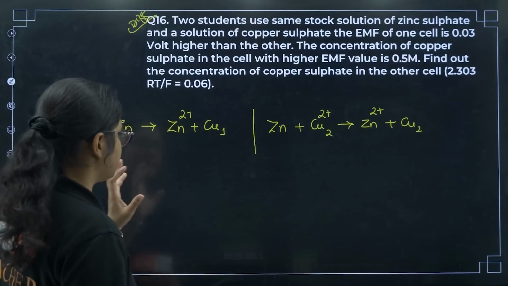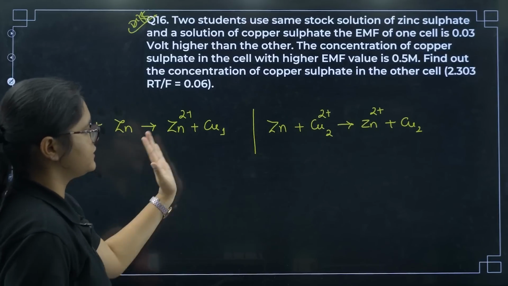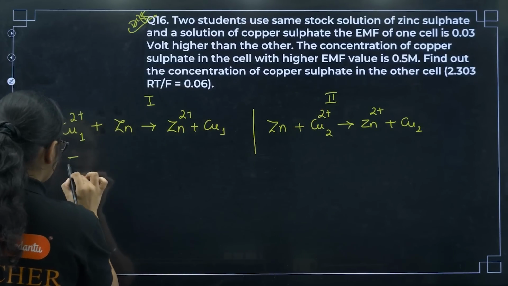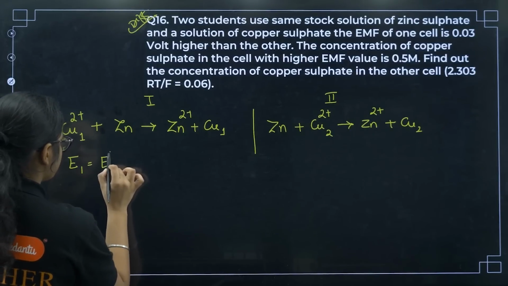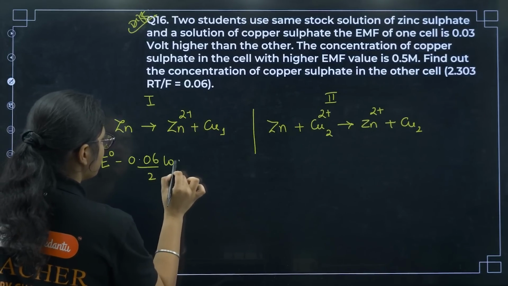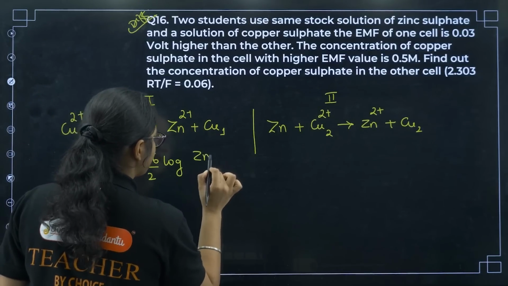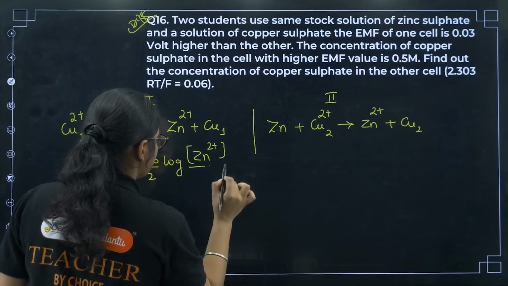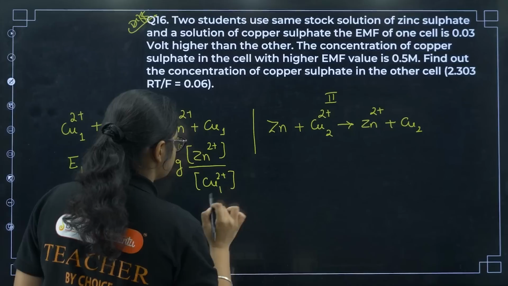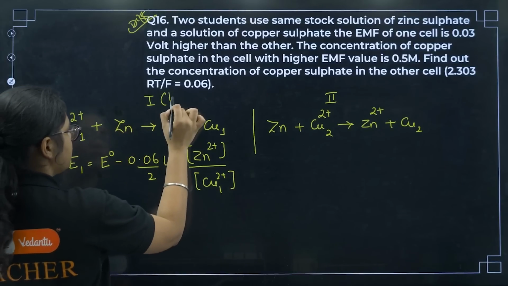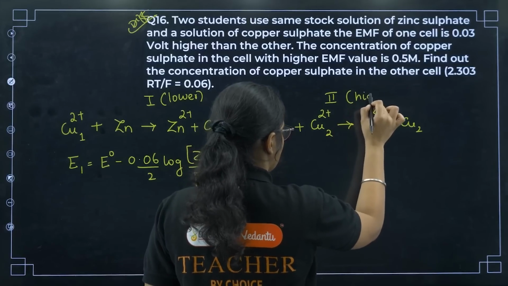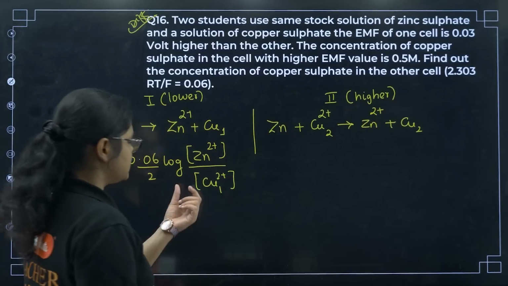Okay, so now basically what is the reaction? Zn2+ concentration is the same in both the cells. So suppose here I write E1, that is E0 minus 0.06 by 2 log of Zn2+ concentration divided by Cu 1, 2+ concentration. Suppose this one is the one with lower value, and this is the one with higher value. So this is the equation I'm getting.